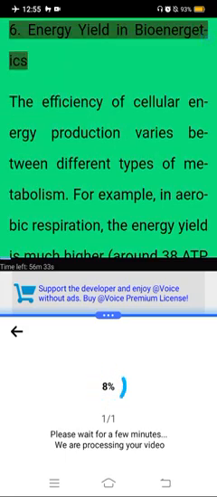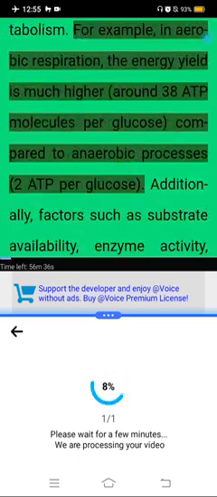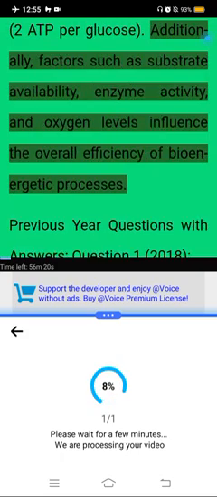6. Energy yield in bioenergetics. The efficiency of cellular energy production varies between different types of metabolism. For example, in aerobic respiration, the energy yield is much higher, around 38 ATP molecules per glucose, compared to anaerobic processes, 2 ATP per glucose. Additionally, factors such as substrate availability, enzyme activity, and oxygen levels influence the overall efficiency of bioenergetic processes.